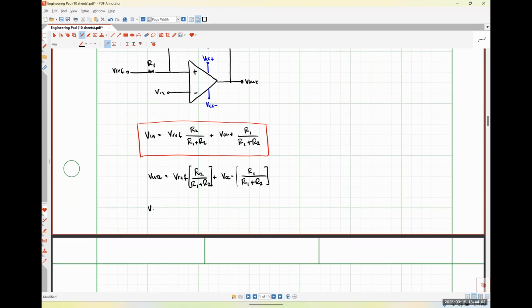And similarly, our lower trigger limit voltage is going to be Vref times R2 over R1 plus R2, plus VCC plus times R1 over R1 plus R2.